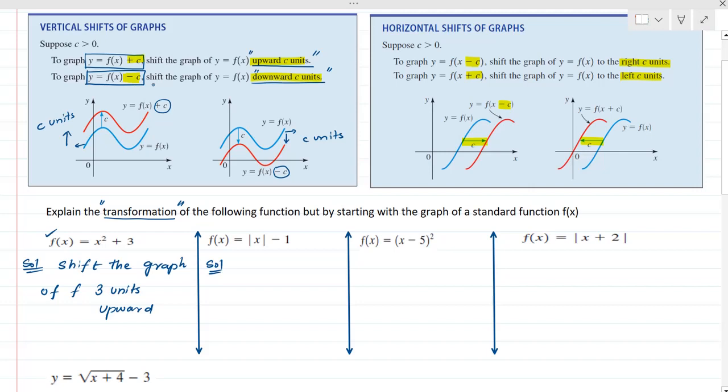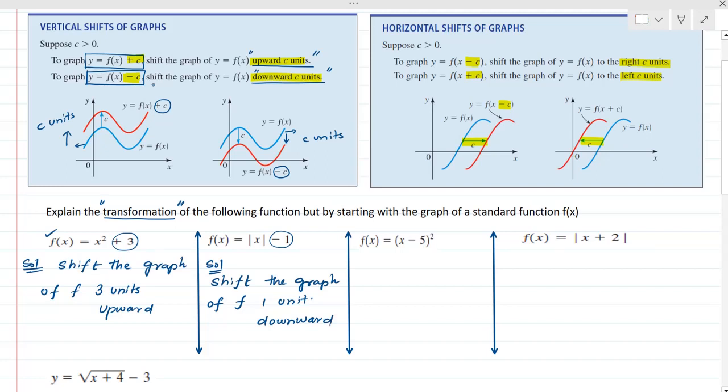Similarly here, due to the plus, it is upward. Here you have a minus outside the absolute value. Therefore I write this one as: shift the graph of f 1 unit downward. So you will get the correct graph.